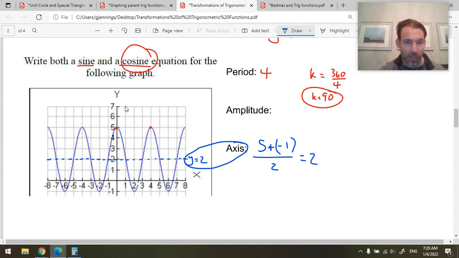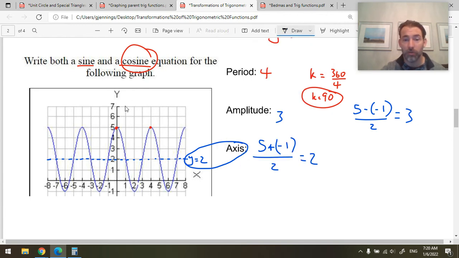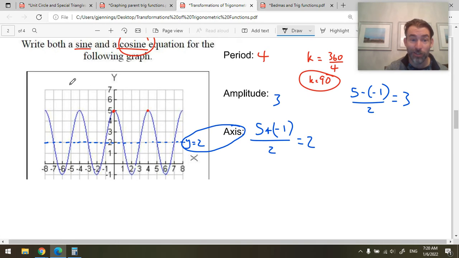Okay, so now what's the amplitude? Well, amplitude is given by the height over the axis, and that's 3. 5 minus 2 is 3. Okay, if you want to know another way to do it, you can do the maximum minus the minimum and divide it by 2. And that's going to give you 3. So the amplitude is 3. Okay, so now I have everything I need to create a cosine function. Remember, D is 0 for cosine because there's no phase shift. It's starting at its maximum.